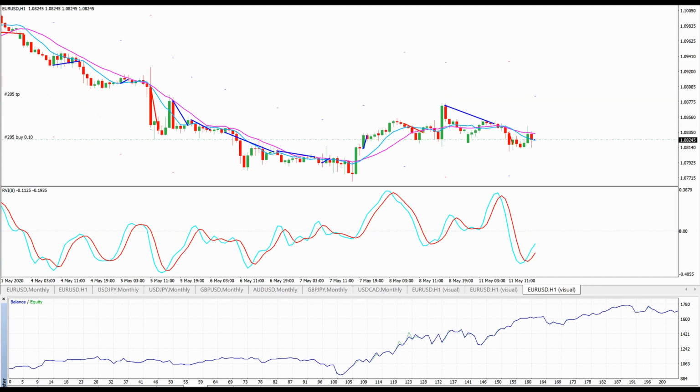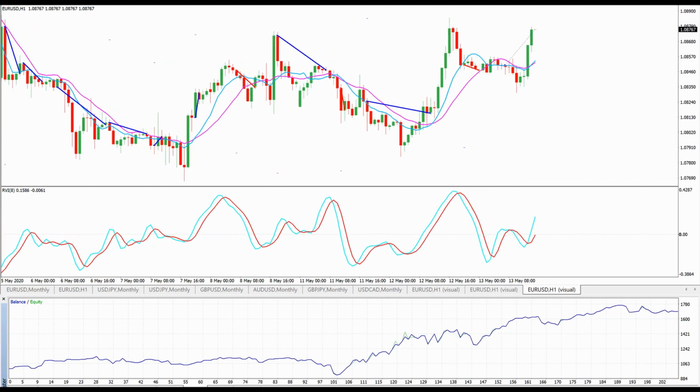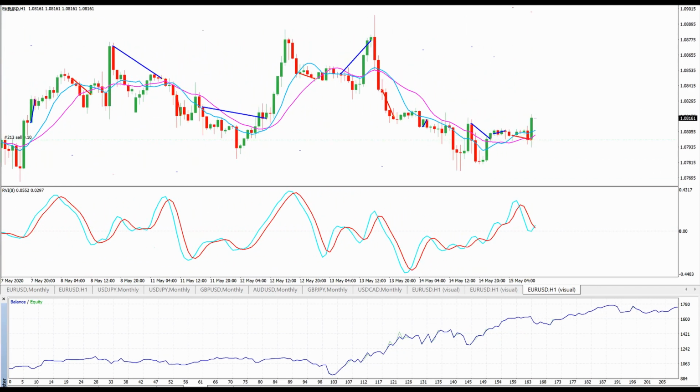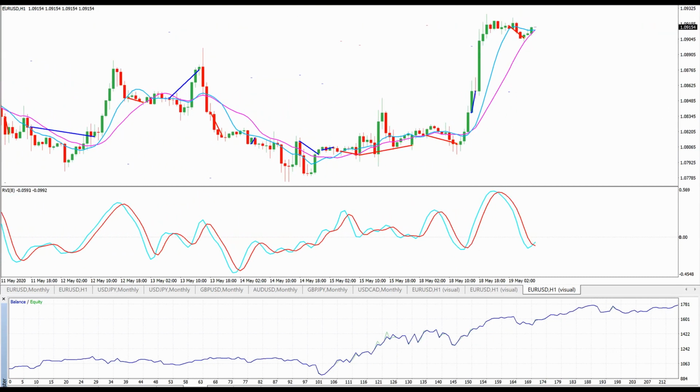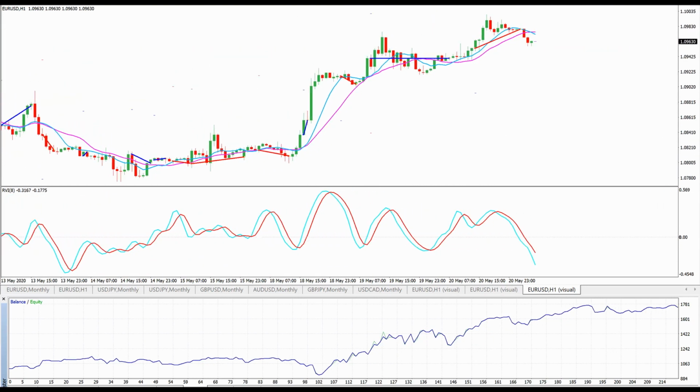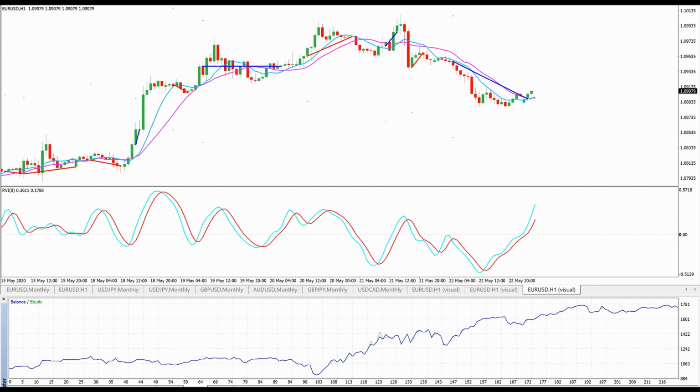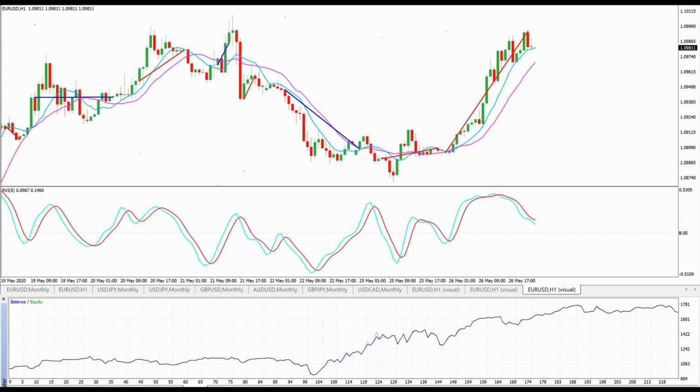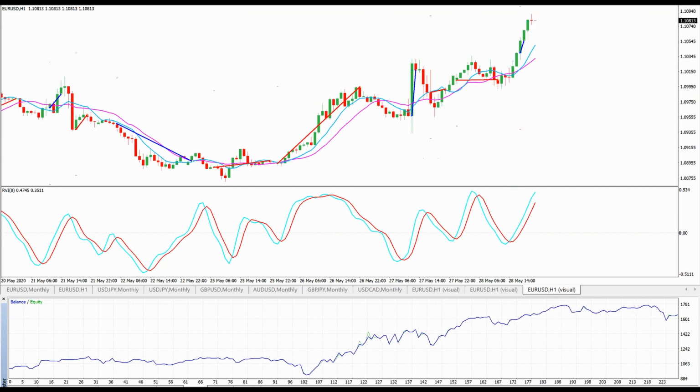We open sell trades when RVI mainline crosses RVI signal line in downward direction while RVI main and RVI signal is above 0. We close sell trades when lower MA crosses higher MA in a downward direction.